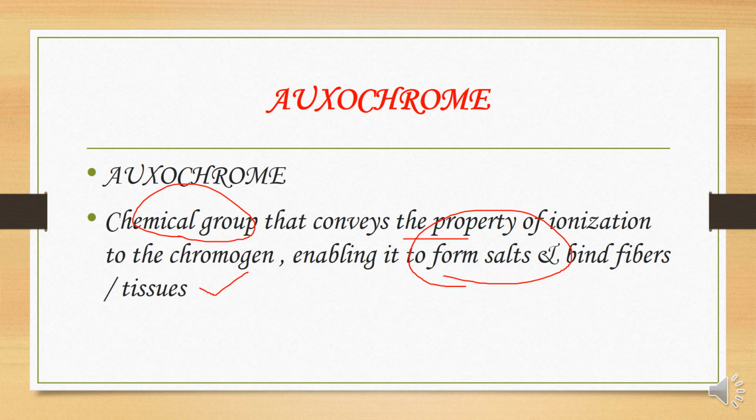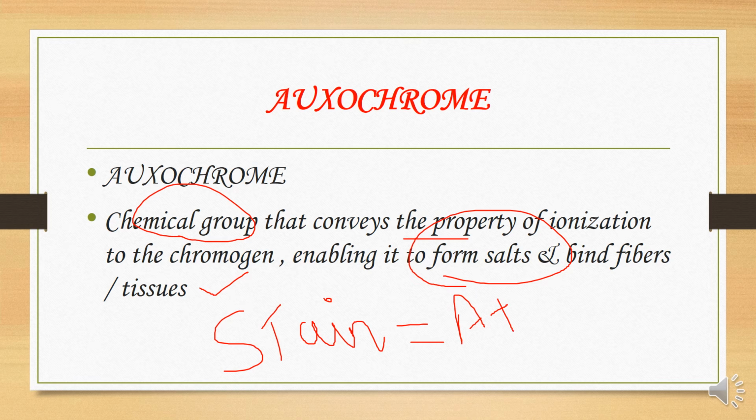So, revising again, what did we study today? What is a stain? A stain is nothing but A plus C. What is A plus C? A is the oxochrome and C is the chromogen. Chromogen in turn is made up of two parts. Which are those two parts? One, chromophore and benzene. Chromogen alone cannot be called a stain.